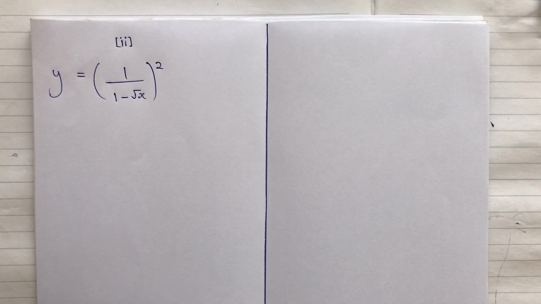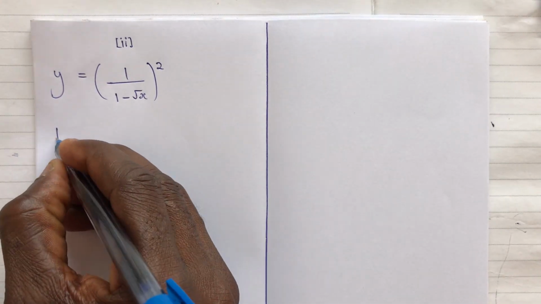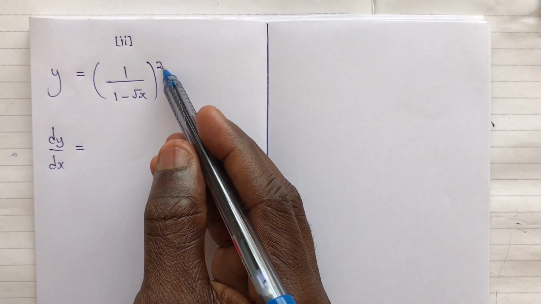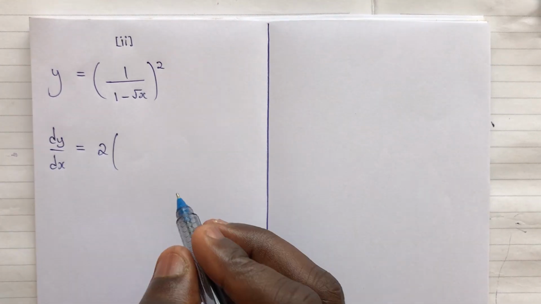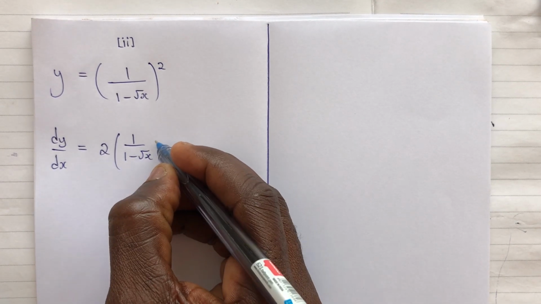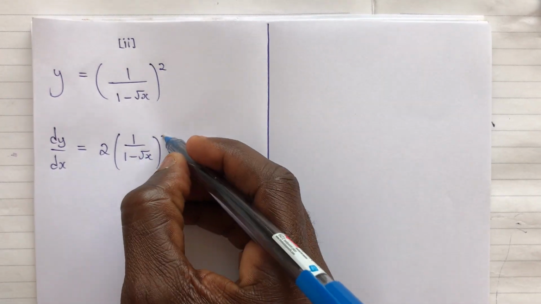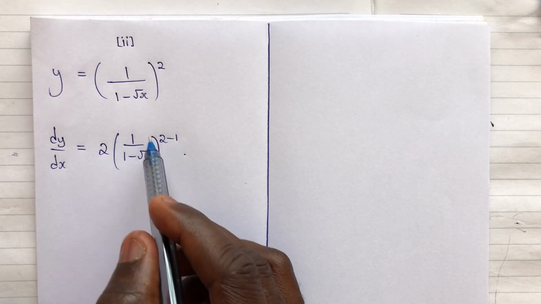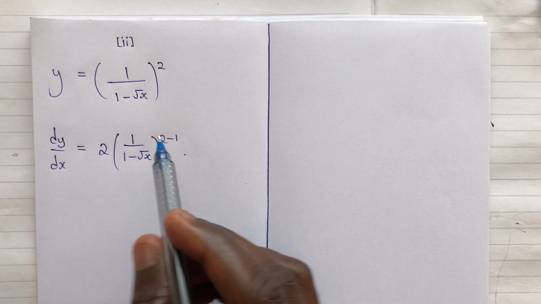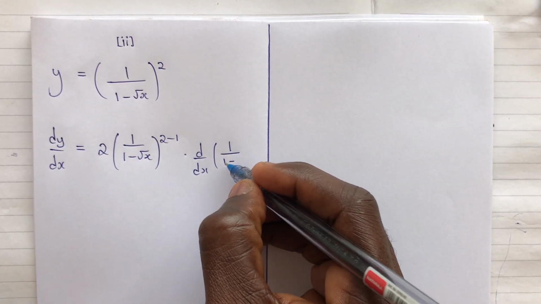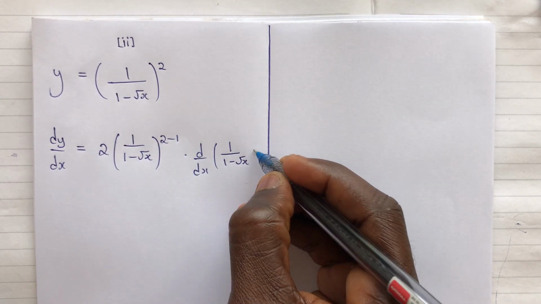So in question 2, applying the same principle, what do we have? So we have dy/dx giving us, now watch, 2 will multiply the function, write down the same function, 1 minus root of x, reduce the power by 1, 2 minus 1, multiply this result by the derivative of whatever you have in the bracket. So we have d/dx of 1 over 1 minus root x.